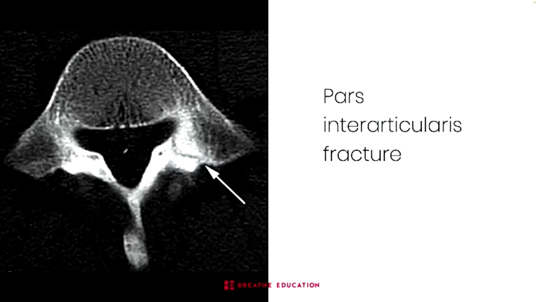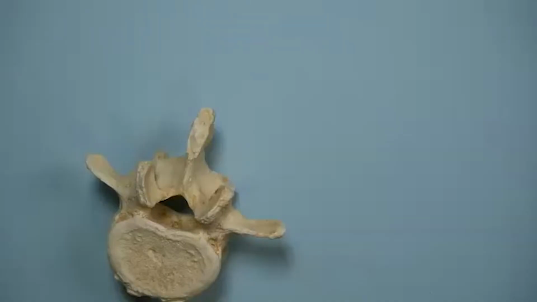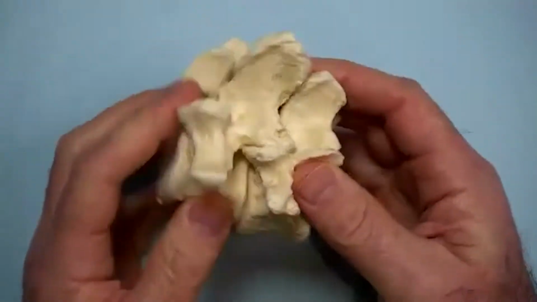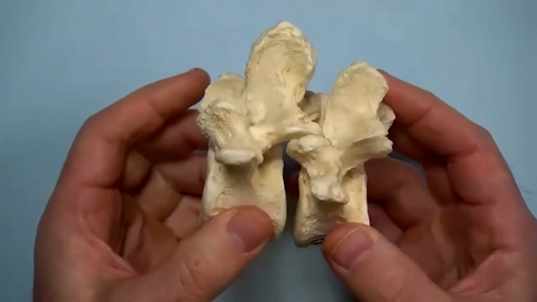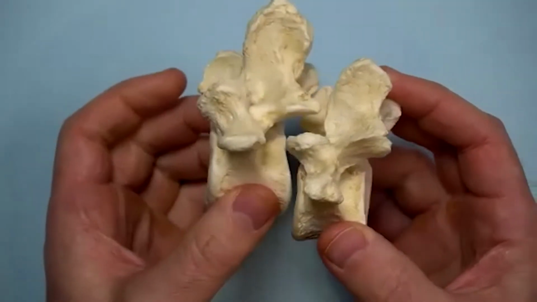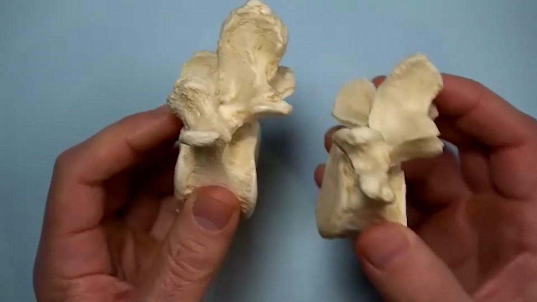All right, so pars interarticularis fracture, why do we care about that? Why is that thought to be potentially related to spondylolisthesis? Again, let's take a look at the models. A spondylolisthesis is a forward slippage. A listhesis means to slip. It's a forward slippage of one vertebra on the vertebra below it.